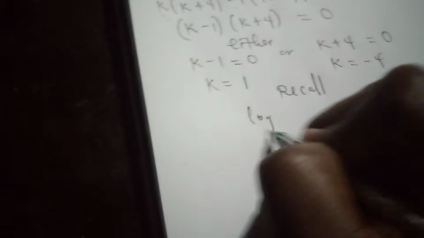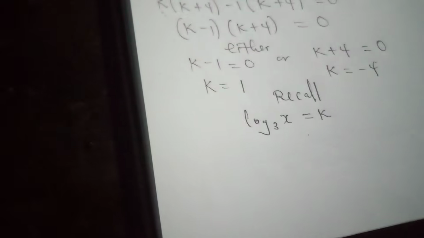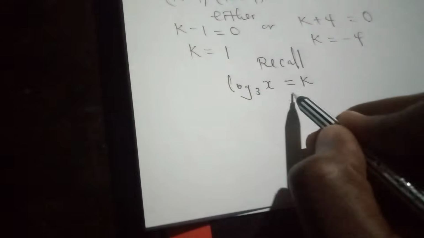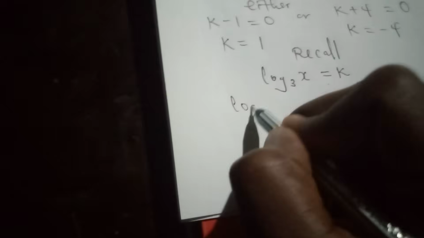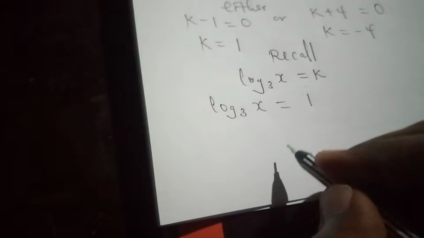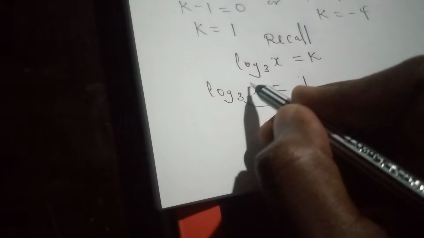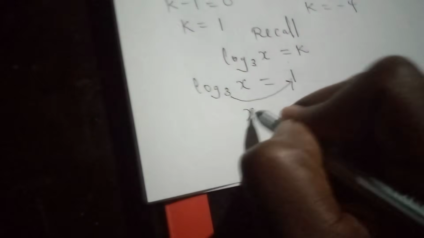So log base 3 of x is equal to what? k. Since you have calculated the values for k, you are going to replace. I'm going to start with 1. So log base 3 of x is equal to 1. The rule is that this base is going to shift that number to become a power. So I'm going to remain with x. So x is equal to 3 to the power 1. So x is equal to 3.